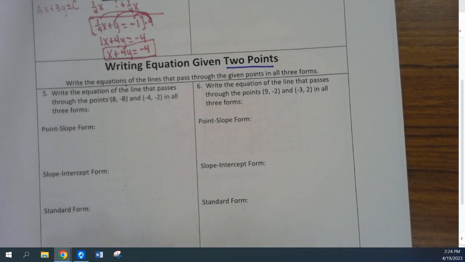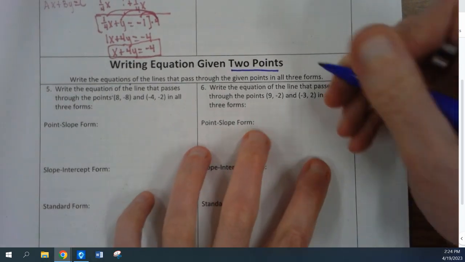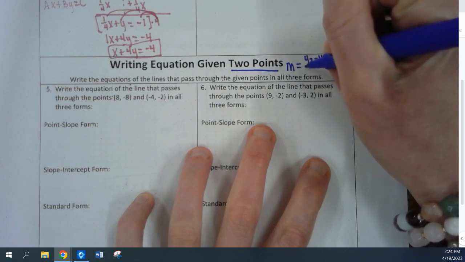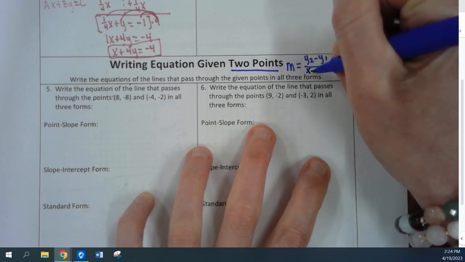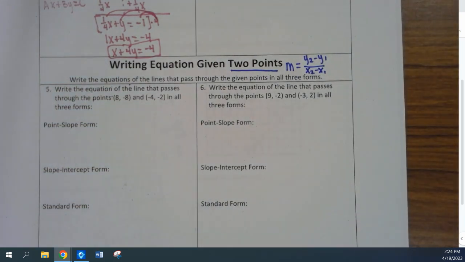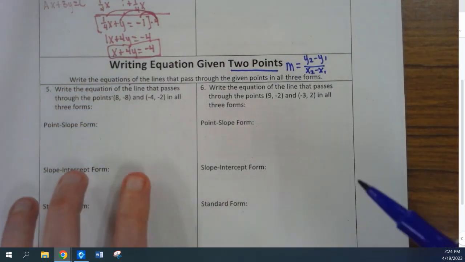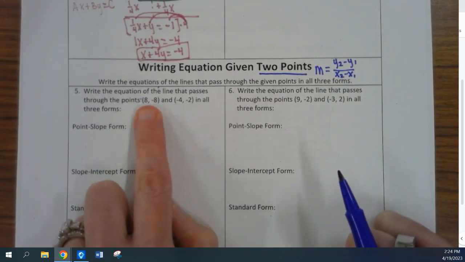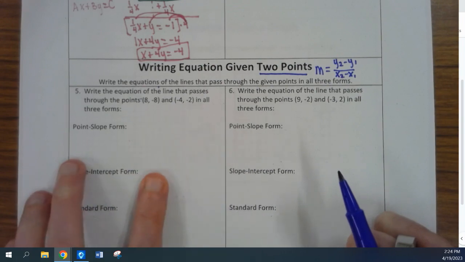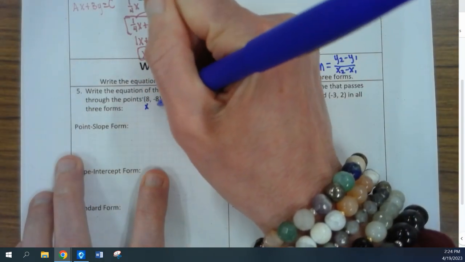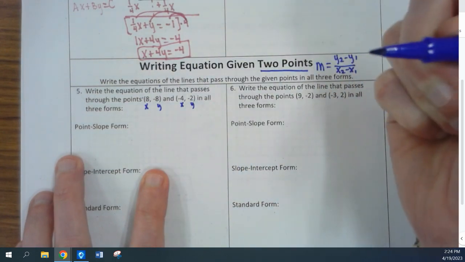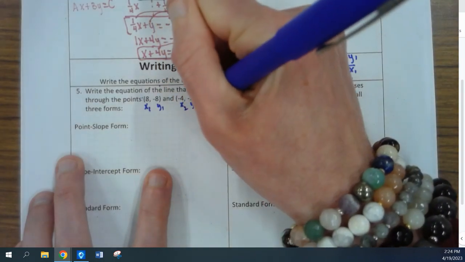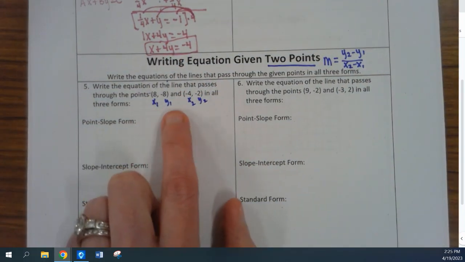So if I give you 2 points, the first thing you're going to do for me is find me that slope. And you can, if you have a graph, count that rise over run. If not, we're going to use our slope formula. So I'm going to go off to the side here and find my slope. So I have my 2 points, (8, -8) and (-4, -2). Every point goes x and y, x and y. This is my first x and my first y. That's my second x and my second y. So that's why they're called x1, y1, and x2, y2.